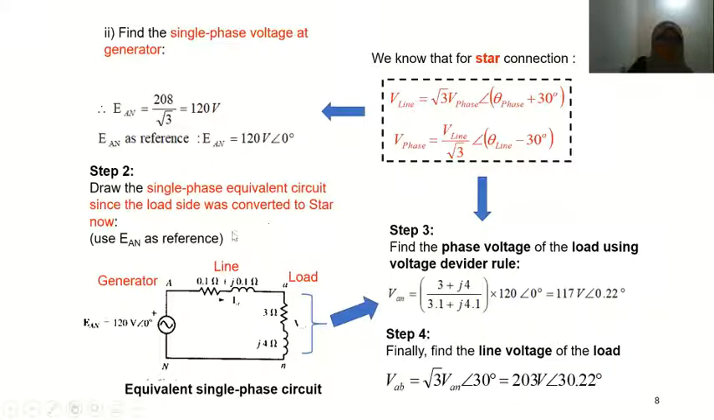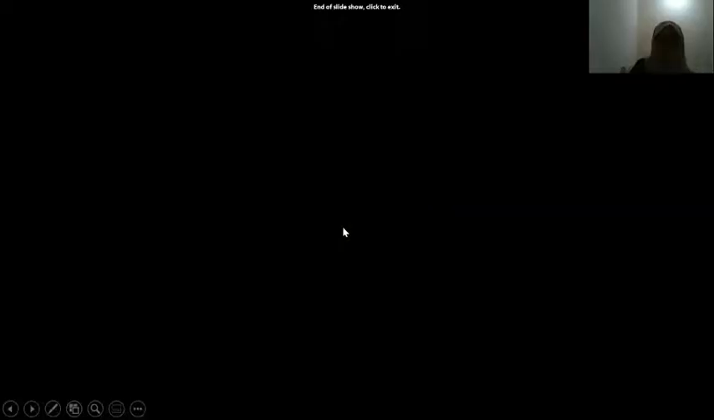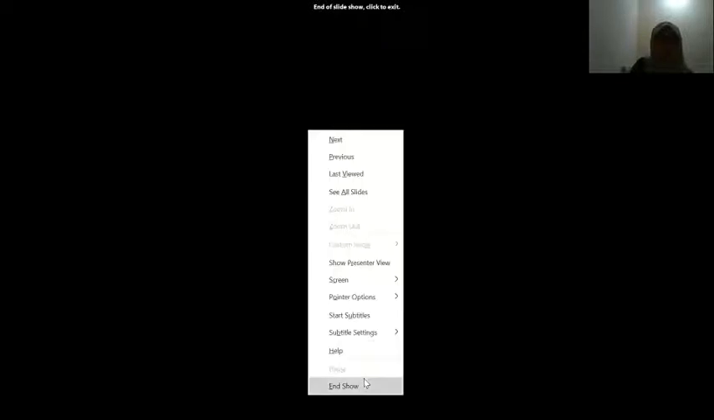So this is generally the steps for you to find the line voltage. We are using the star connection because your load we converted from delta to star connection. However, we have to consider all the several steps that I stated here because you have the line impedance here.